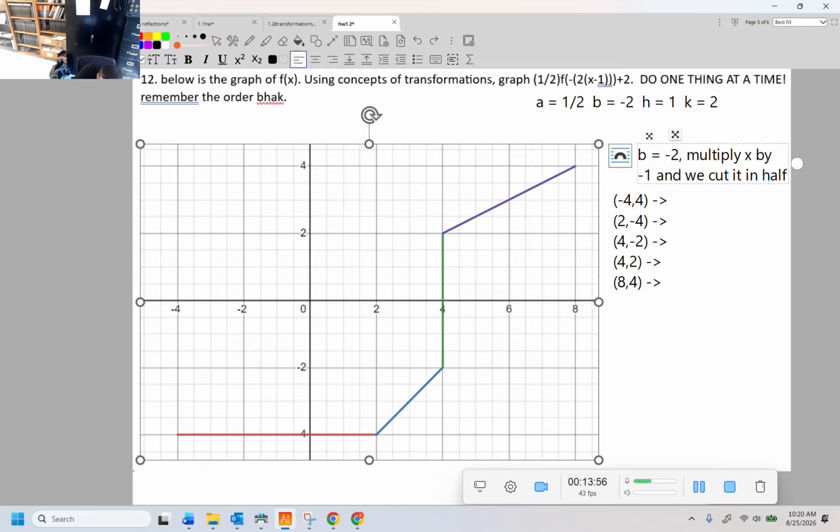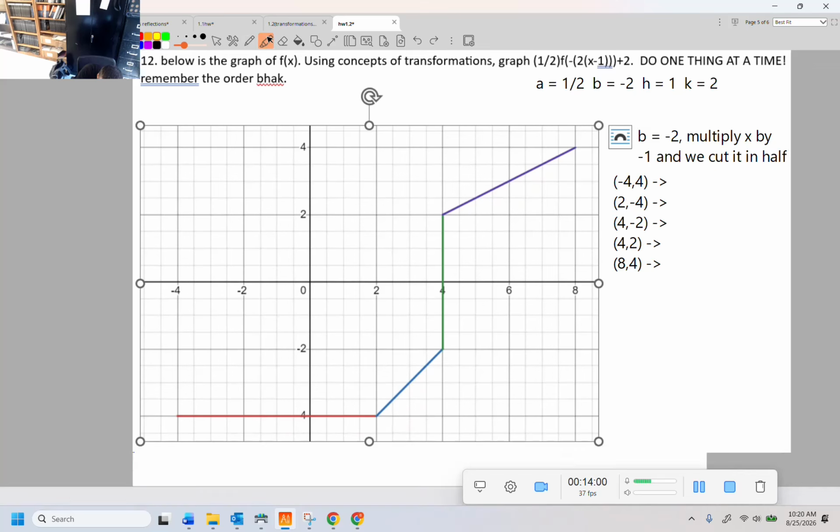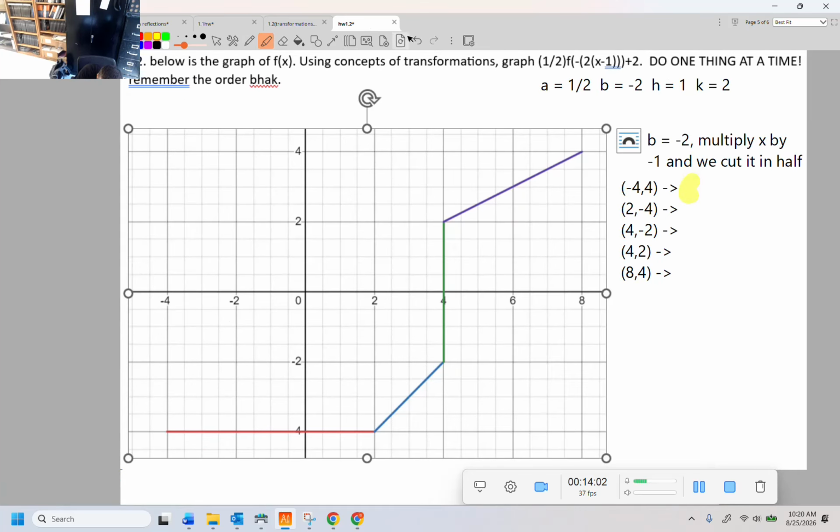I get that. So (4, -4), we cut it in half, we change the sign, becomes (-2, -4). (2, -4) becomes (-1, -4), because you cut it in half and change the sign. This becomes (-2, 2). This becomes (-2, 2). That should be -2 still. And this becomes (-4, 4).